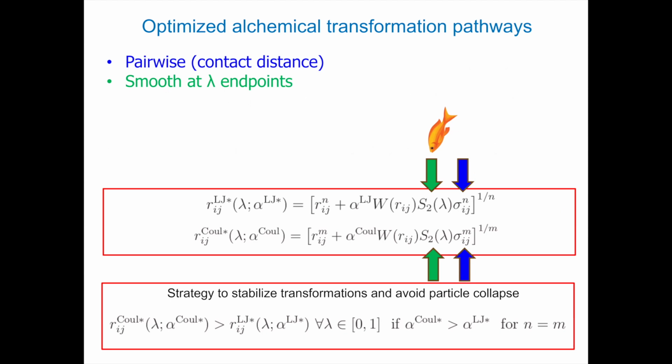So what a smooth step function is, it's something that goes from 0 to 1, just like a linear curve would, but it does so in such a way that its derivatives at both 0 and 1 are 0. So it starts out with 0 derivatives before it transitions from 0 to 1. And it turns out that that's important to avoid so-called endpoint catastrophes in alchemical free energy simulations.